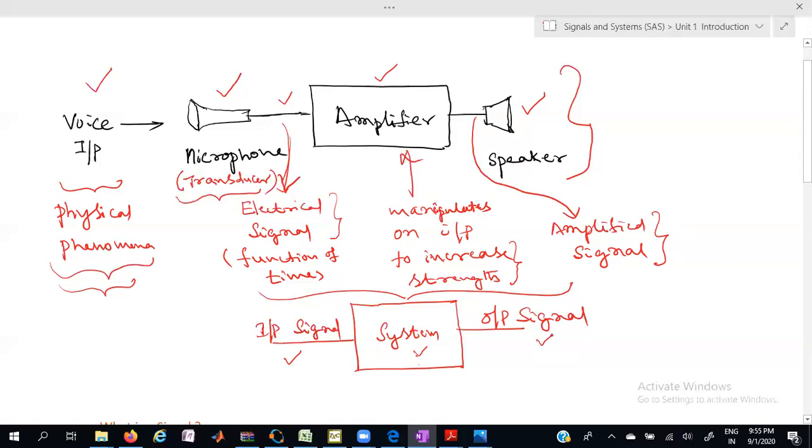So we have already introduced two terms here. One is called the signal, and the other is called the system. There are some keywords like physical phenomenon. You have an electrical signal which is a function of time, and the amplifier is manipulating the input and performing a function, which in this case is increasing the strength of the signal, and it yields another signal. Now let us try to define these terms, signal and system, in formal terms.